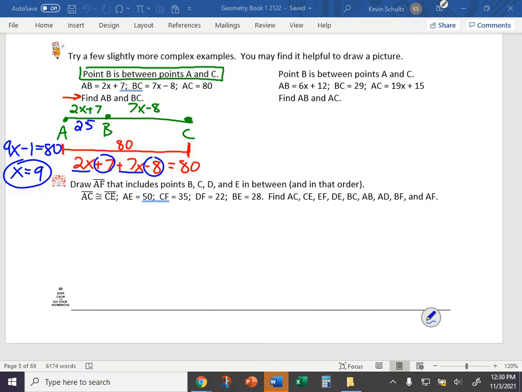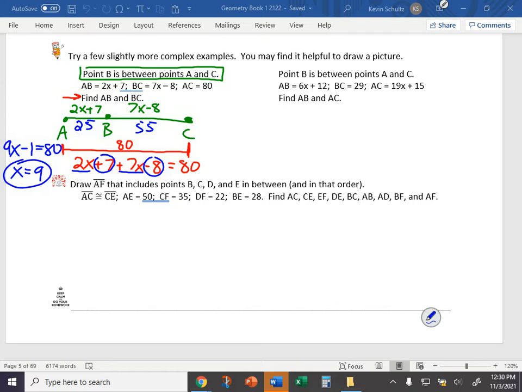7 times 9 is 63, minus 8 is 55. The nice part about this is that checking these is really slick, because what should AB and BC add to equal? 80. Do they? Yes. So it's a really nice way to check: if you did solve for x incorrectly and plugged it in, it wouldn't work out. Okay?